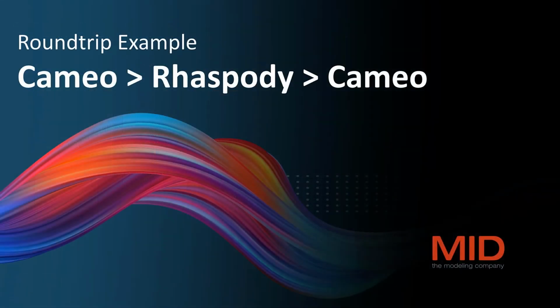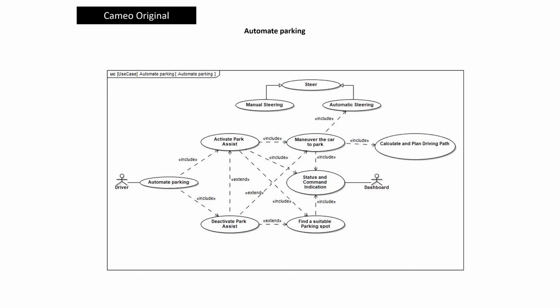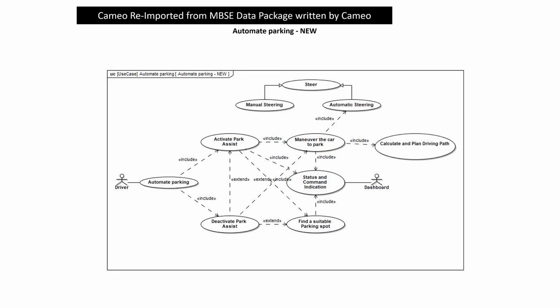So at the end, I'd like to show you a round-trip example from Cameo into Rhapsody back into Cameo. So here I have a use case diagram in Cameo. This is the original diagram. We have now pushed it into a data package and read it back into Cameo. So these are the differences.